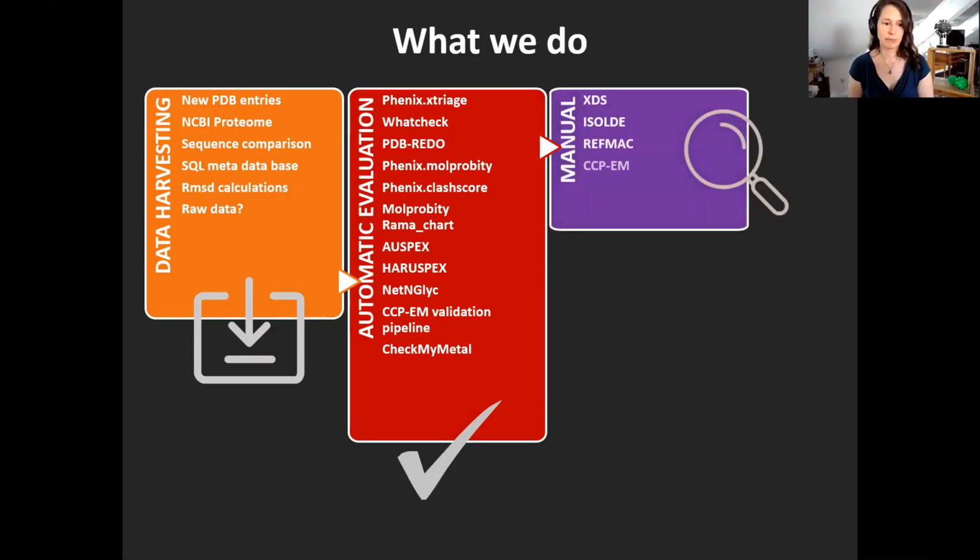go into a manual refinement for which we use XDS, ISOLDE, REFMAC, CCP4, and Phenix, depending on who does it. So all the manual refinement is done by postdocs. This is something that cannot be given to the students because they lack the experience. It needs to be someone who's actually certain enough to tell the authors that that is not a magnesium there.